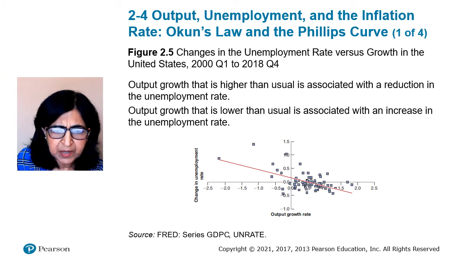Suppose, for example, that labor force grows at 1% and that output per worker grows at 1%, then output growth must be equal to 1% plus 1% just to keep the unemployment rate constant. Key takeaway: output growth that is higher than usual is associated with a reduction in the unemployment rate. Output growth that is lower than usual is associated with an increase in the unemployment rate.